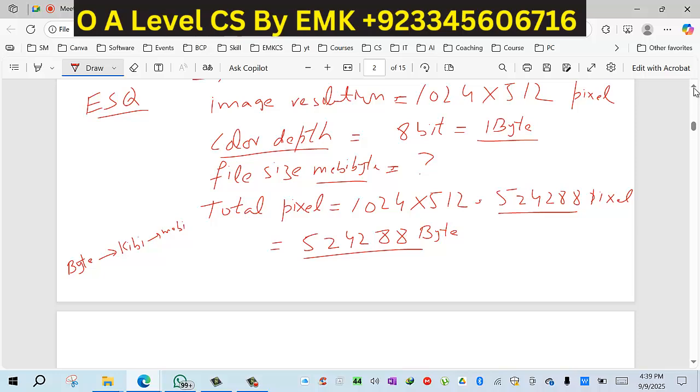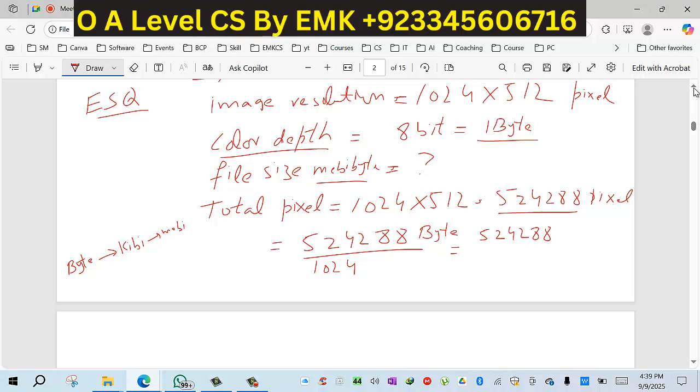When I divide it by 1024, I will get the answer in kilobyte. Then to get into megabyte, we will divide by 1024 again. So you have to divide twice.